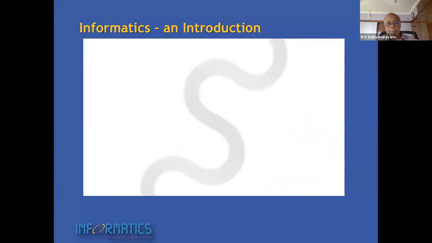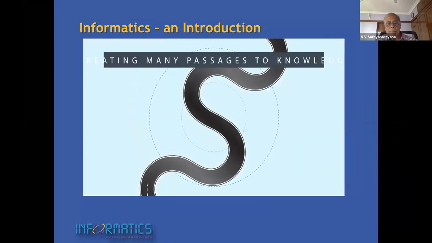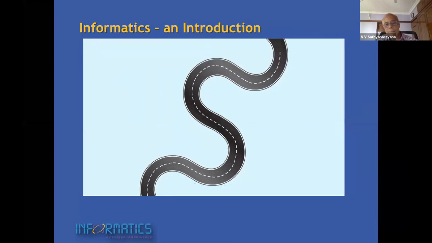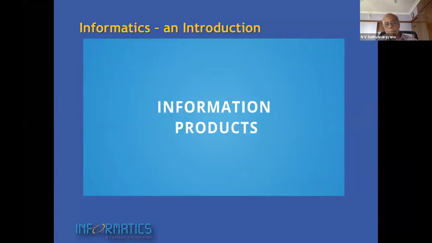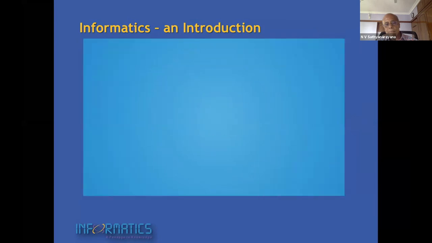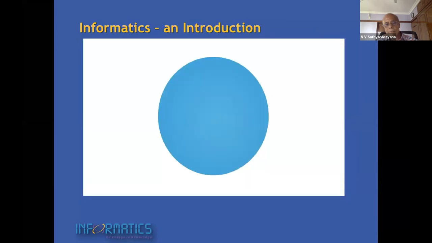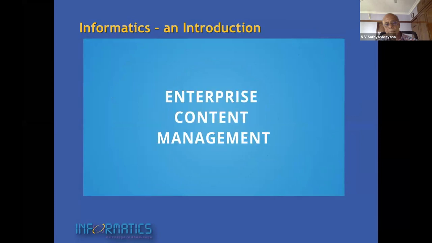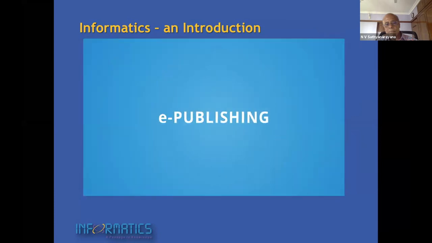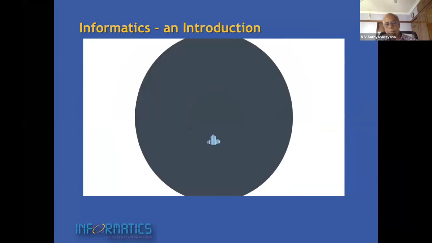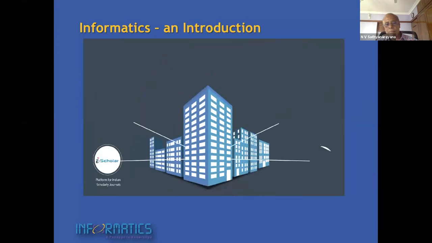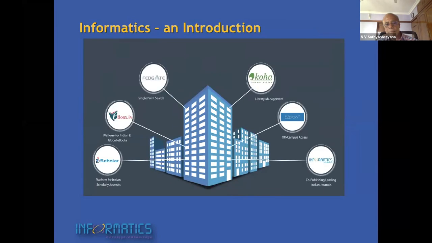The journey has continued with a diverse portfolio of products and services evolving across four business units: information products, digital library solutions, enterprise content management, and publishing. The product family of Informatics is a growing list, with innovation driven by the latest in technology and evolving market needs.